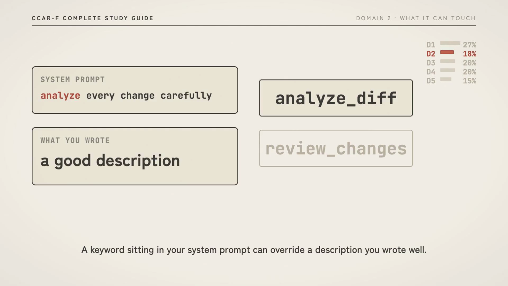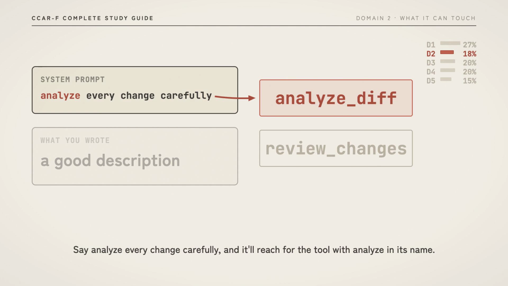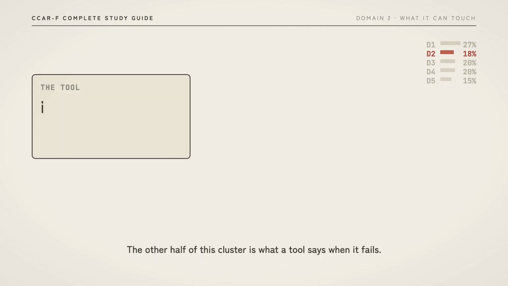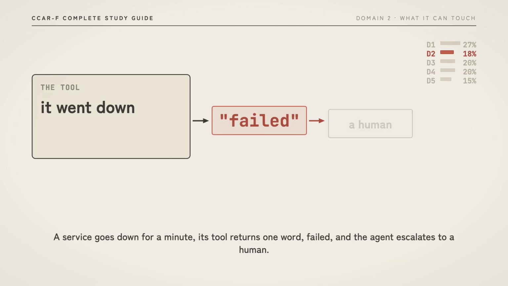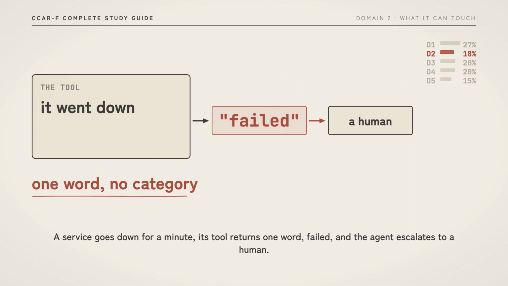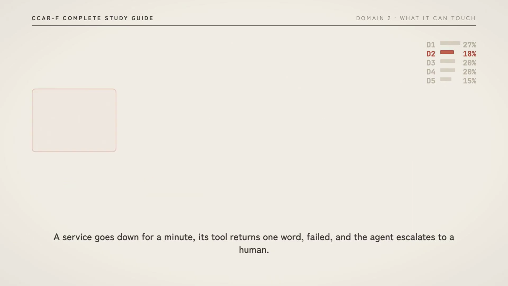A keyword sitting in your system prompt can override a description you wrote well. Say analyze every change carefully, and it will reach for the tool with analyze in its name. The other half of this cluster is what a tool says when it fails. A service goes down for a minute. Its tool returns one word, failed, and the agent escalates to a human.